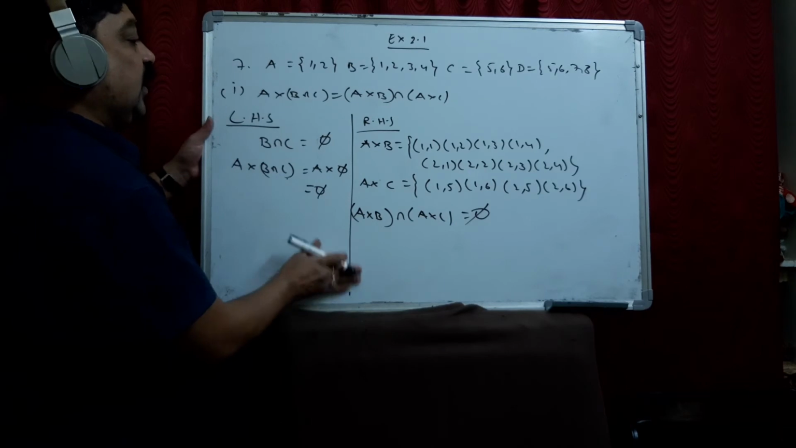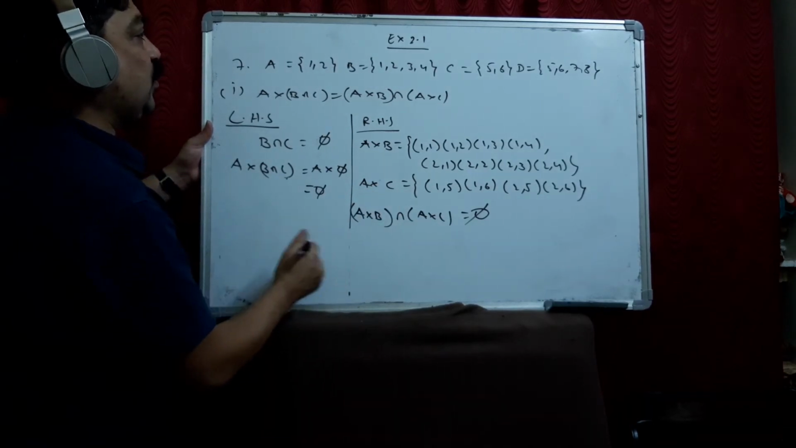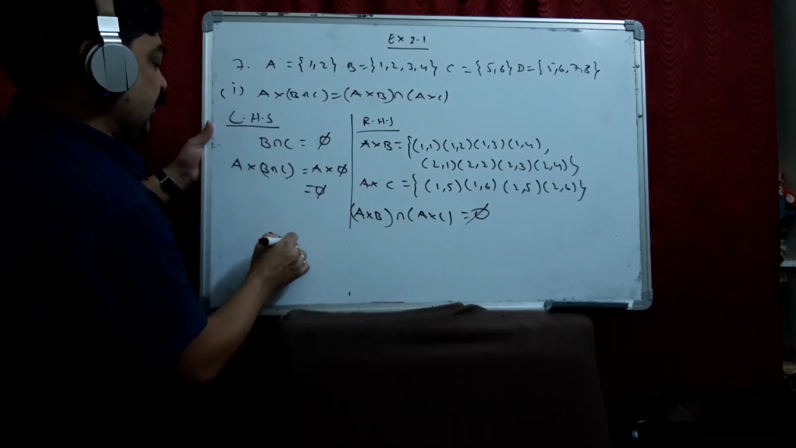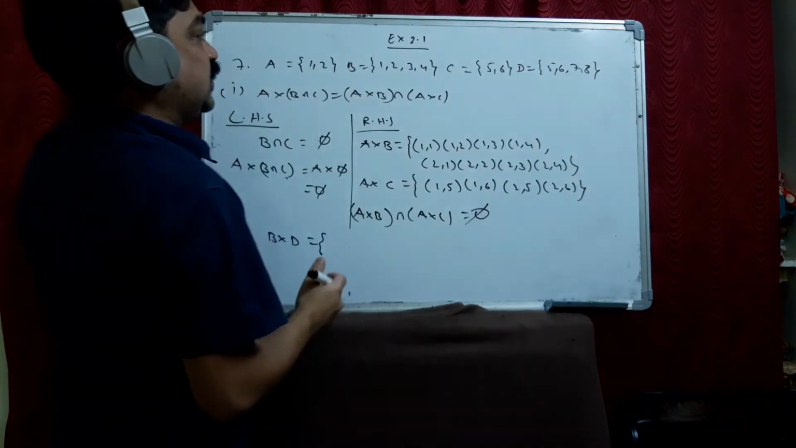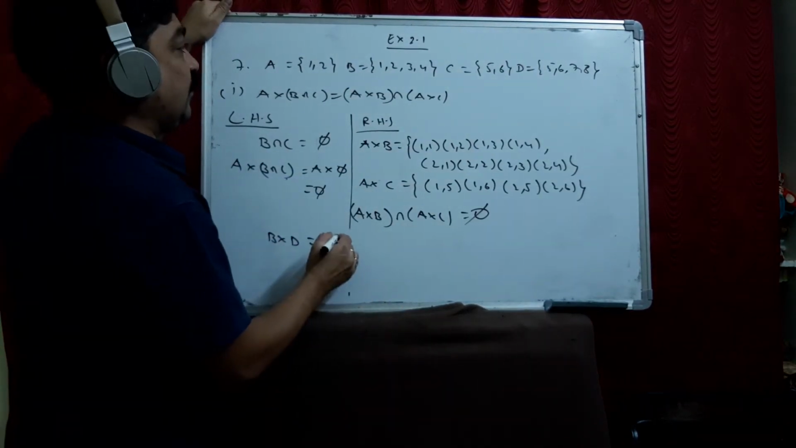Verify. A cross C is here. Let us do B cross D also. 4 elements with 4 elements, total 16 we have to write.